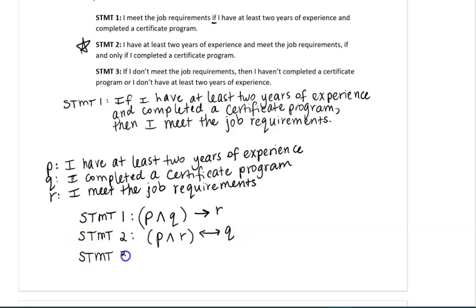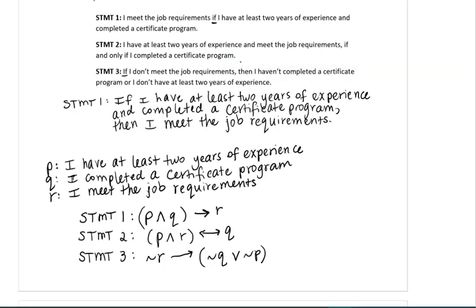Lastly, statement 3 in symbolic form would look like this. Notice that this is an if-then. So if I don't meet the job requirements, so that would be if the negation of R, then, this comma here shows me that the rest of this is going to be grouped together. Then I haven't completed a certificate program, which would be the negation of Q, or I don't have at least 2 years of experience, which would be the negation of P. That's what statement 3 would look like in symbolic form.